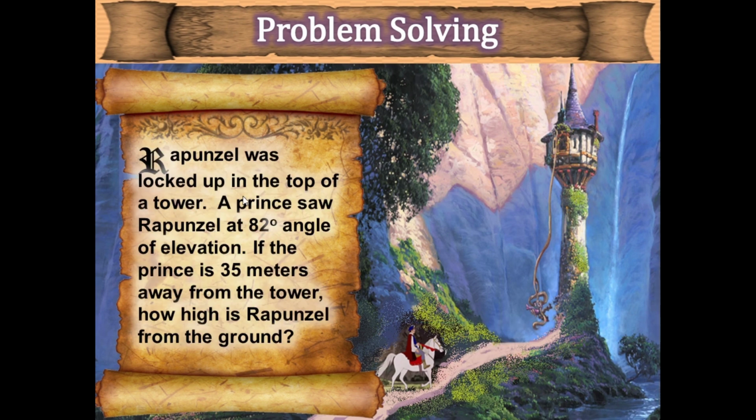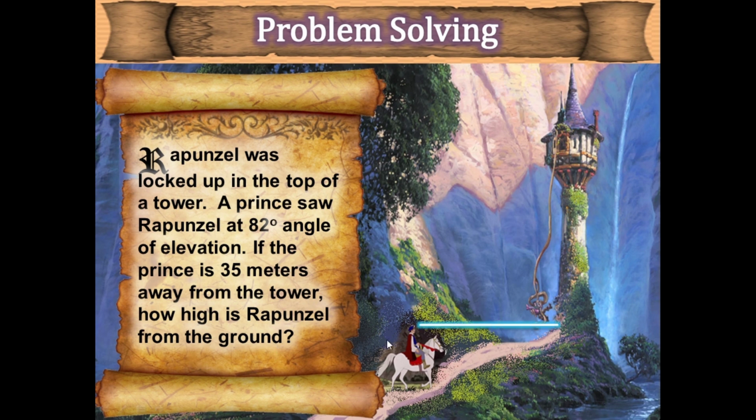So assuming that Rapunzel was locked up in the top of a tower, and the prince saw Rapunzel at an 82-degree angle of elevation. So when we say angle of elevation, that is an angle going upward. And we can also use the opposite of angle of elevation, which is angle of depression, an angle that we use to see a perspective downward. Okay, so if the prince is 35 meters away from the tower, how high is Rapunzel from the ground?